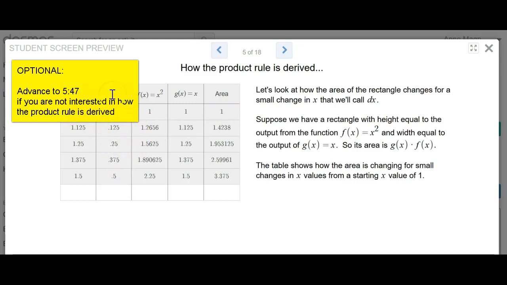dx is the difference in x. If I change it by 1/2, 0.375, 1/4, 0.125, you see how the value of f of x is changing a little, the value of g of x is changing a little, and that area is changing. So we see how a change in x is going to affect the change in the area.